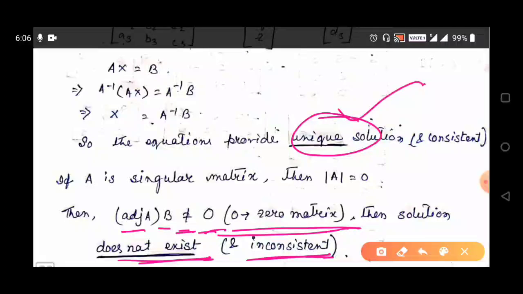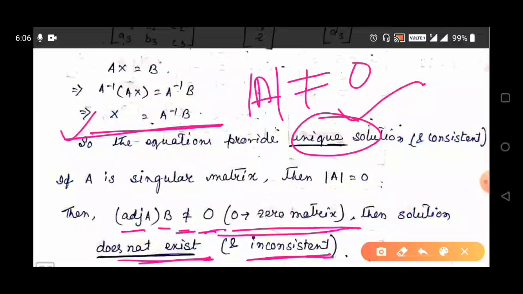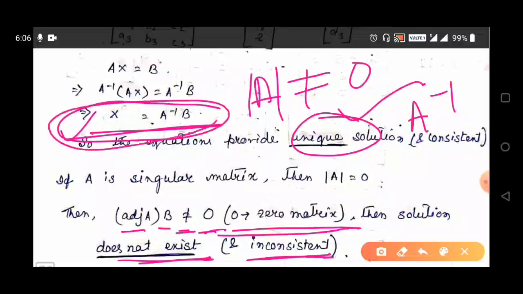For getting a unique solution, we can use this matrix method. For using this matrix method, first of all we have to find determinant A. Whenever determinant A is not equal to 0, that means A is non-singular. Whenever A is non-singular, only then does A inverse exist and we can use this formula to find its solution.